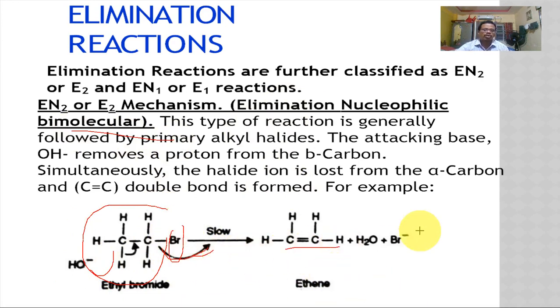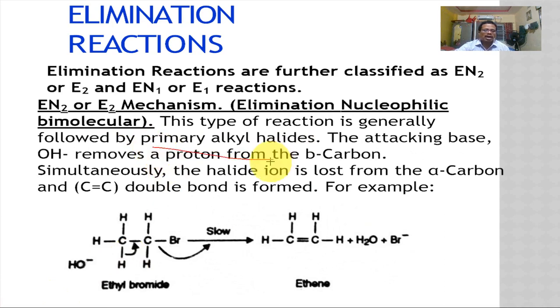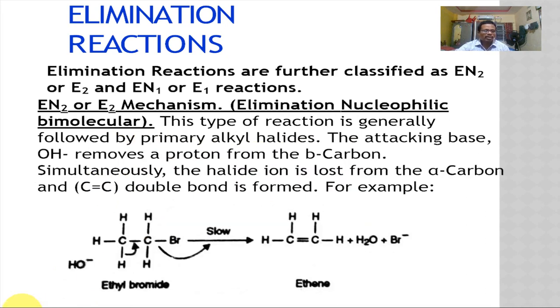Finally ethene forms. Here the carbon is the alpha carbon, or I call it the adjacent carbon. What are the molecules removed? Br minus and H plus, with OH minus. Elimination nucleophilic bimolecular means this removal. This type of reaction is generally followed by primary alkyl halides, while the previous reaction is for tertiary. As I told you, SN1 is tertiary and SN2 is primary. Here it is the same: E1 is tertiary and E2 is primary. Have a reminder.